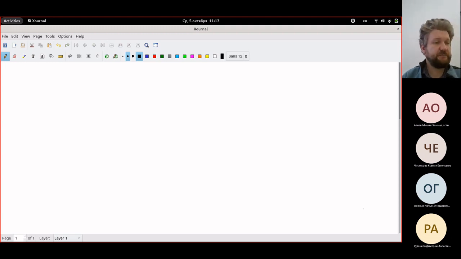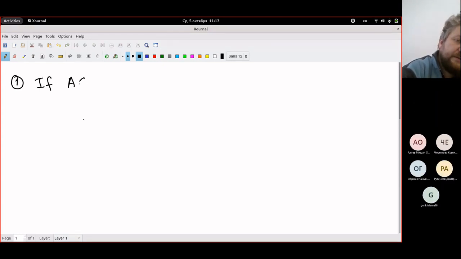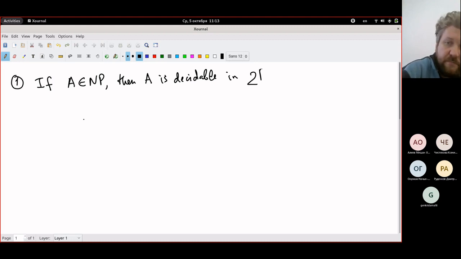Okay, so let's start with problem number one, which says that for any problem in the NP class, the problem is decidable in exponential time. If A is in NP, then A is decidable in exponential time on a deterministic machine, of course.